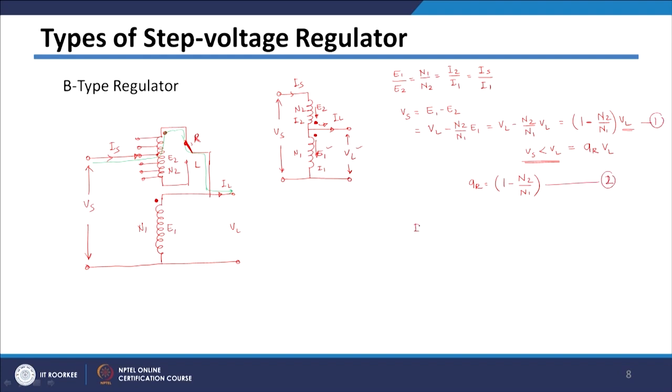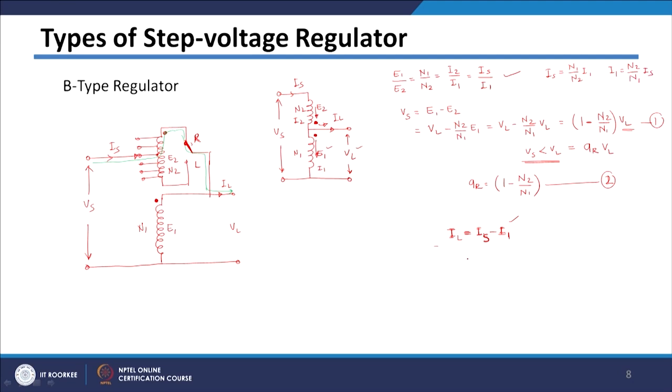So, your IL will be equal to IS minus I1. So, we are getting IL equal to IS minus I1. Now, this I1 we can write in terms of IS. In this case I can write IS will be equal to N1 by N2 into I1, or I can say I1 will be equal to N2 by N1 into your IS.